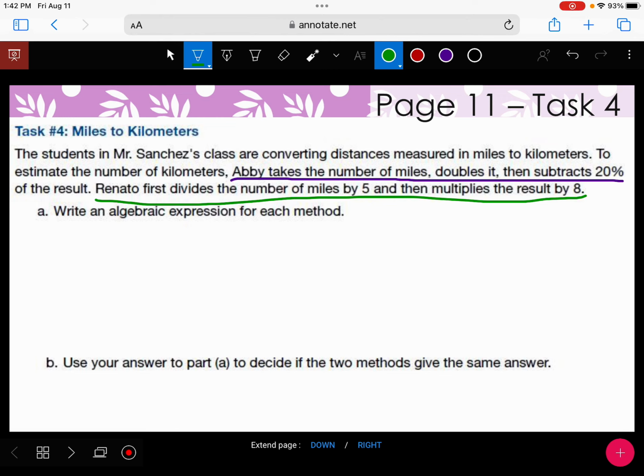What do we get? What do we think? How could we do Renato's? If he gets some number of miles, what does he do to that? M divided by 5 times 8. That's exactly what he does. Right here, he multiplies the result by 8.